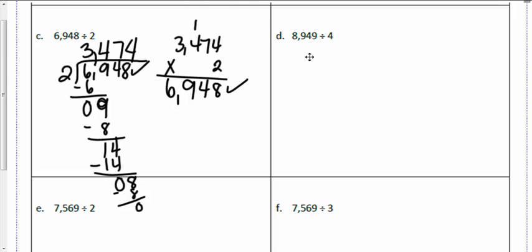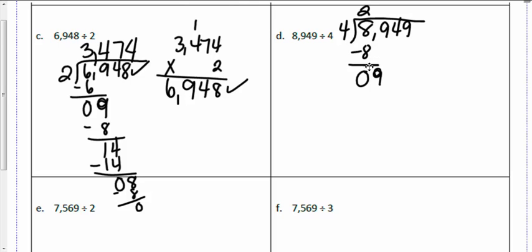All right, so let's do this one. 8,949 divided by 4. So 8,000s divided by 4 is 2,000s. 2 times 4 is 8. When I subtract, I have no thousands left over, so I'm going to add that to the 900. 900s divided by 4 is 2. 2 times 4 is 8. That leaves me 100 left over. I'm going to add that to the 4 tens. Now I've got 14 tens divided by 4, which is 3. 3 times 4 is 12.